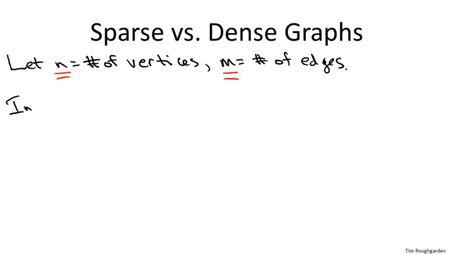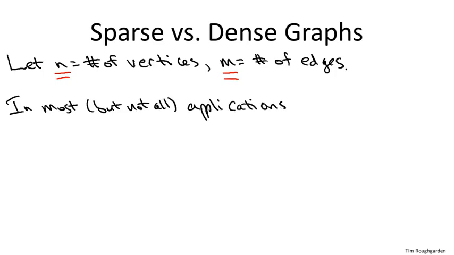Now, one thing we learned from the previous quiz is the following. In most applications, not all applications, but most applications, m is at least linear in n. Remember in the quiz you saw it was at least n minus 1 if you wanted the graph to be connected. And it's also big O of n squared. This is under the assumption that there's no parallel arcs.